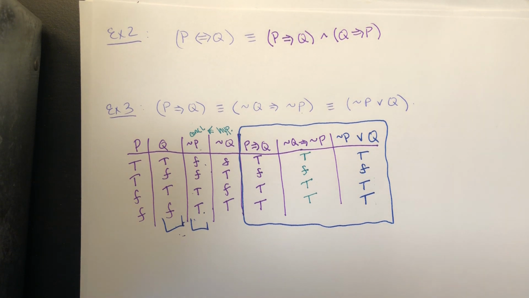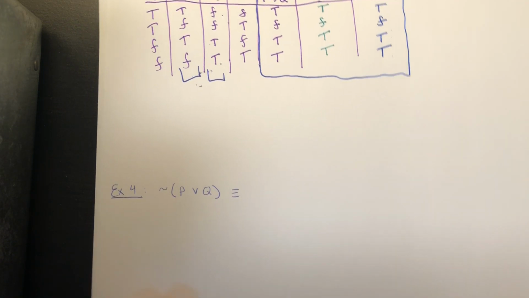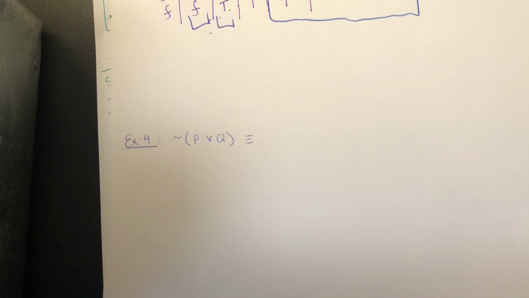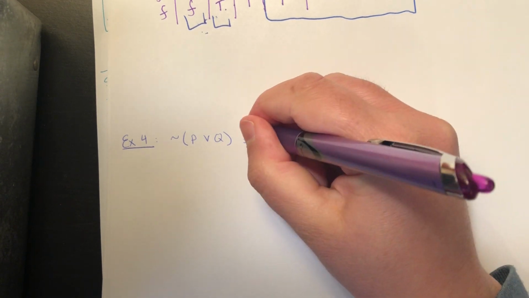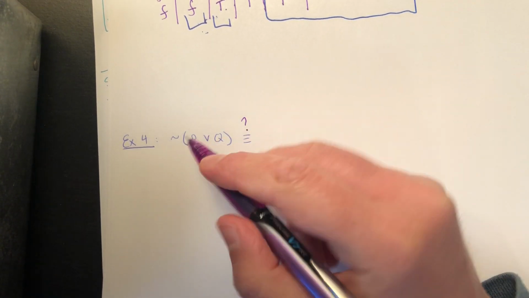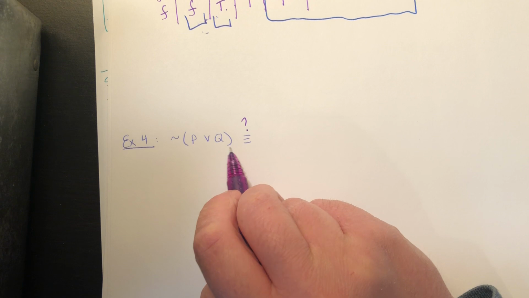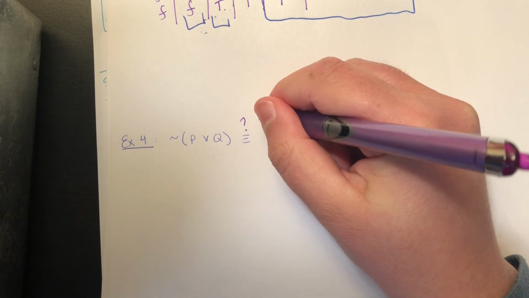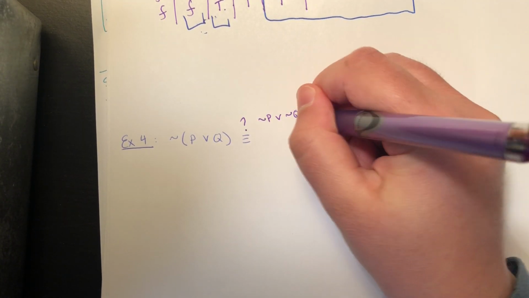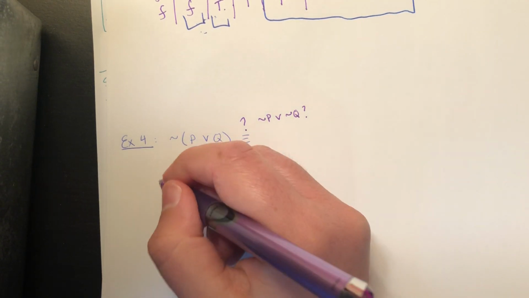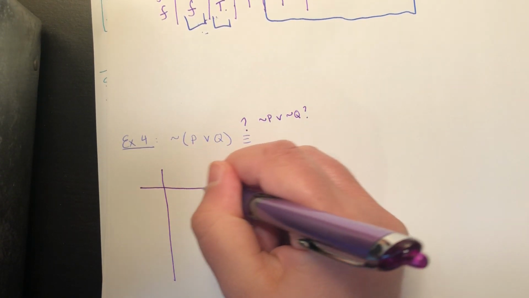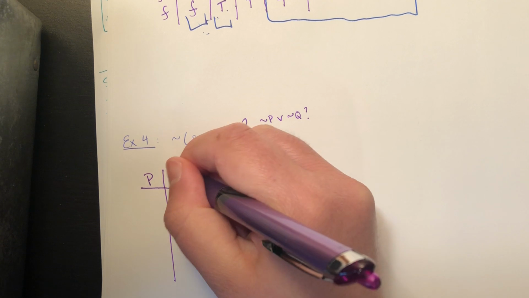All right, let's look at one last example. We're going to look at the statement, the negation of P or Q. Now, you might hope for something like this. Maybe, let's put a question mark here because I'm not sure yet, maybe this negation sort of distributes in a way, and this would be equivalent to not P or not Q. Maybe. Well, we can try and test it by building out the truth table. We've got P, we've got Q.